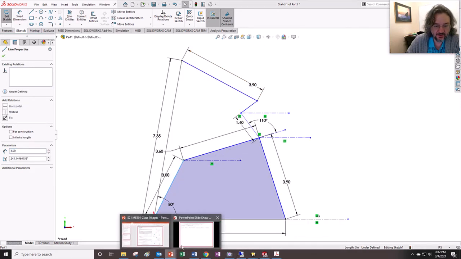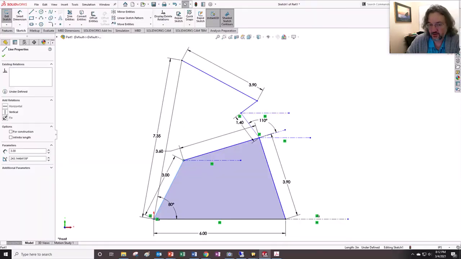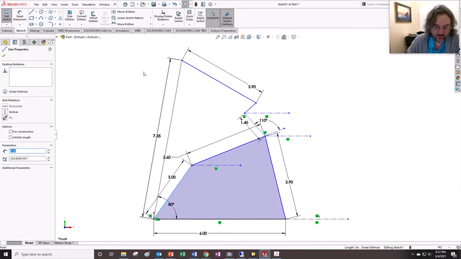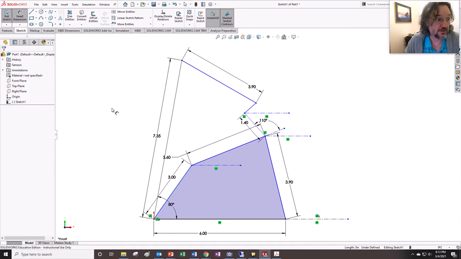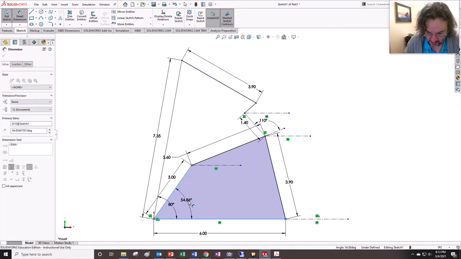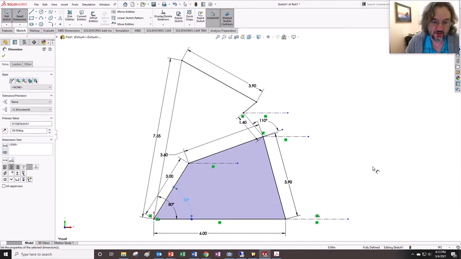So let's take a look at some of the other lengths. 3.9. There's 1.4. Here's the 1.4. So you could believe that this is a mechanism right here, just in this little sketch. And once we put in the input angle onto the thing, it's designated as an input angle of 58. So this is the final solution. You can see that it's completely resolved. So we have it all in black.